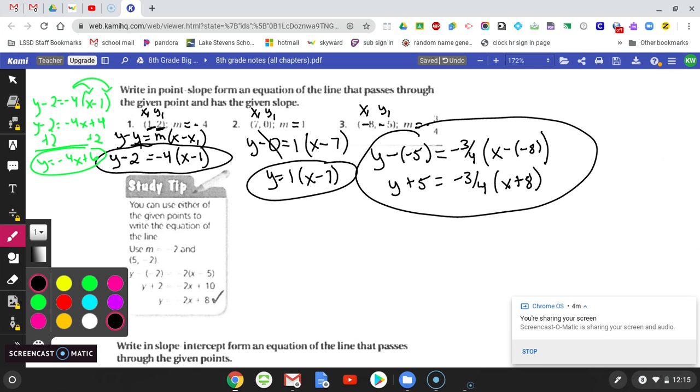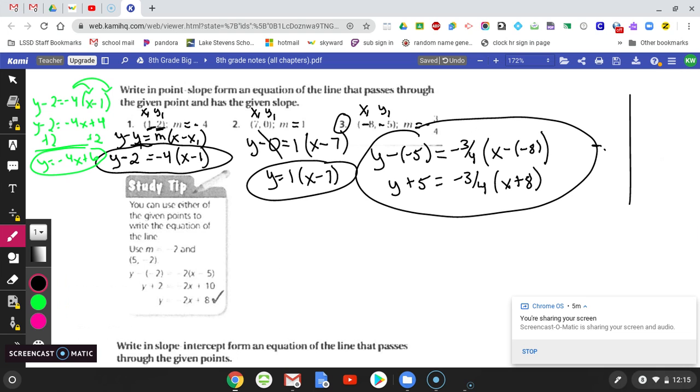This one here, number 3, I didn't give you the y-intercept. You would have had to find the y-intercept. A way you could have done that on the graph was actually taking the time to graph the point (-8, -5). 1, 2, 3, 4, 5, 6, 7, 8. And then 1, 2, 3, 4, 5. And going up 3 and left 4.